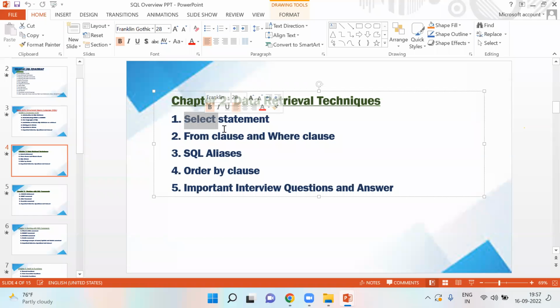If you are learning SQL anywhere, this will be your very basic select query. If you don't know how to write SQL queries, you will write your first query using the select statement. Then how we are going to use the from clause and where clause, very basic. This is the very first level of SQL.